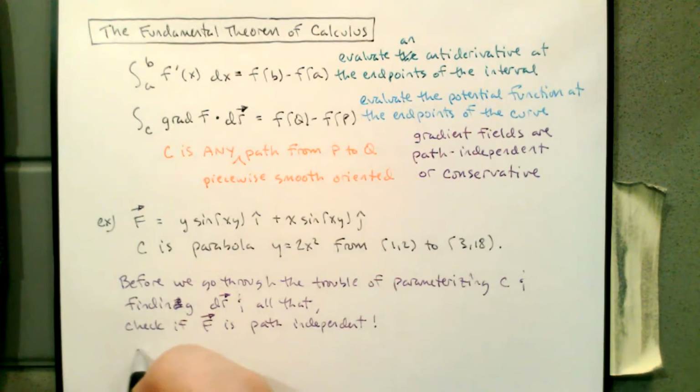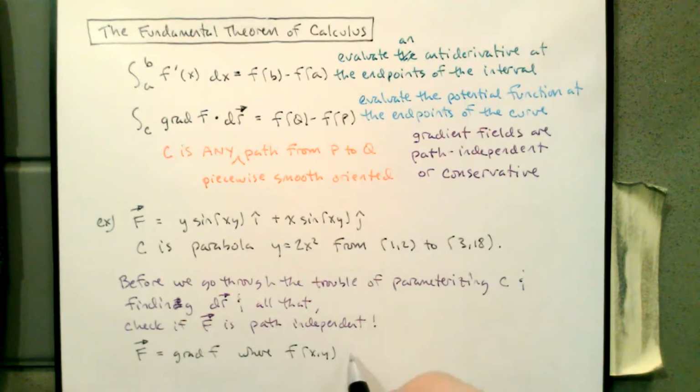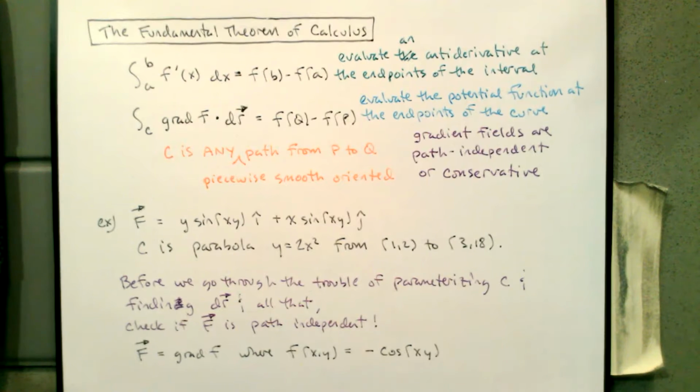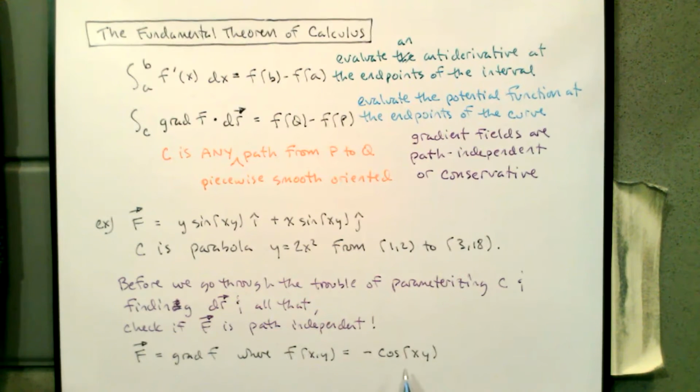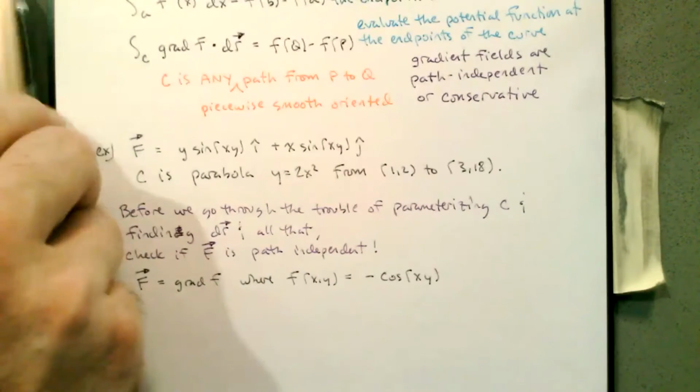So f is the gradient of a function. If we integrate sine of something, we should have negative cosine of something. So the potential function of xy looks like it's going to be minus cosine of xy. The derivative of negative cosine is positive sine. Then we multiply by the derivative of the inside.